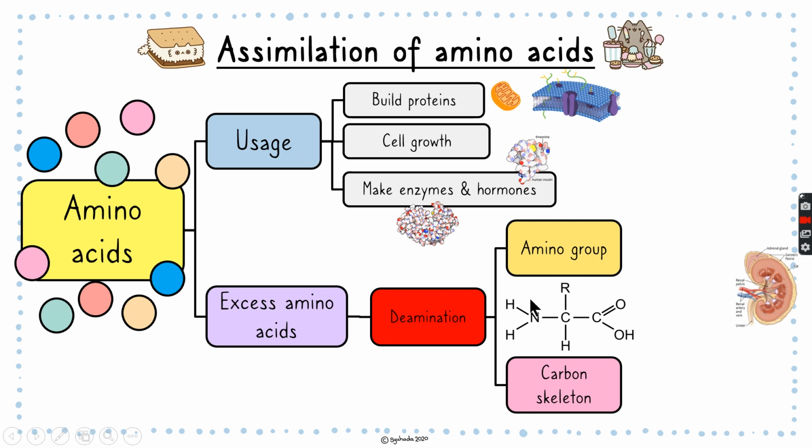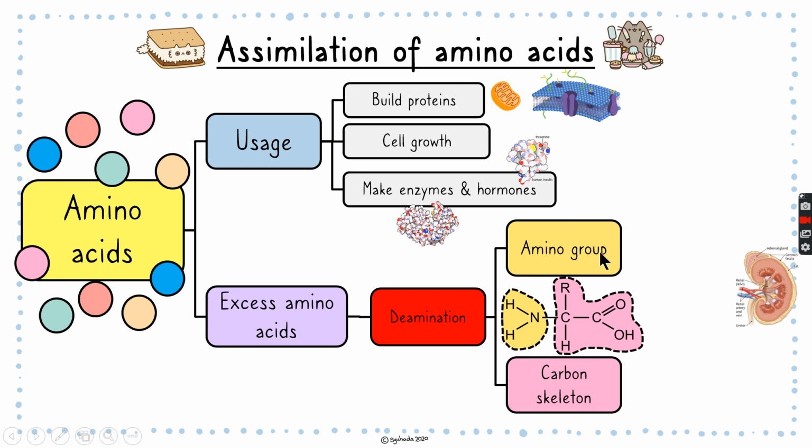If you look at the structure of the amino acid right here, this is just one amino acid. You can see that it's made up of carbon, nitrogen, hydrogen, and oxygen. This part right here, with the nitrogen, is called the amino group, and the rest right here is called the carbon skeleton.